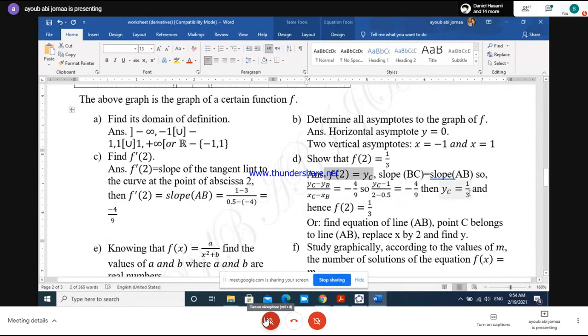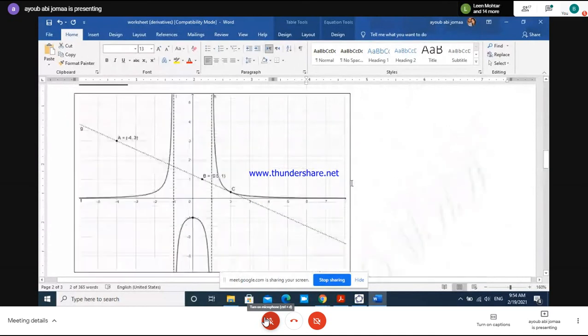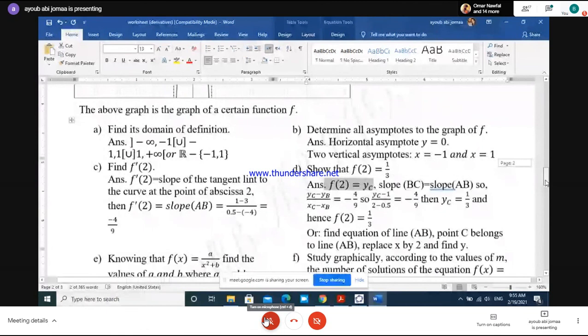The second way, and of course, once yc is equal to 1 over 3, then f of 2 is 1 over 3 because we said f of 2 is y of c. The second way to find y of c, you can simply find the equation of line AB. We found the slope, it is negative 4 over 9. Use one point A, which is a point on the graph or on the line, simply write the equation and then replace x by 2 to find y of c. It became a simple thing. Okay? Clear?